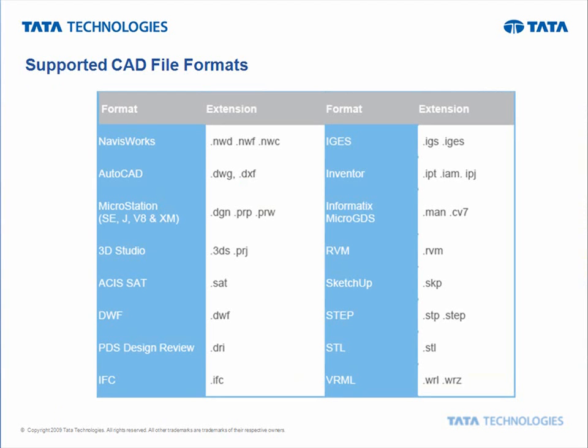Coming back into our PowerPoint, I have listed here a lot of the data formats that Autodesk Navisworks can support. Obviously, any Navisworks format, any AutoCAD format, DWG or DXF, MicroStation, 3ds Studio, SAT files, DWF files, Design Review, your standard IGES files, STEP files, STLs. So as you can see from this list of information, it's very easy to share data from multiple formats. These formats can be 2D or 3D.